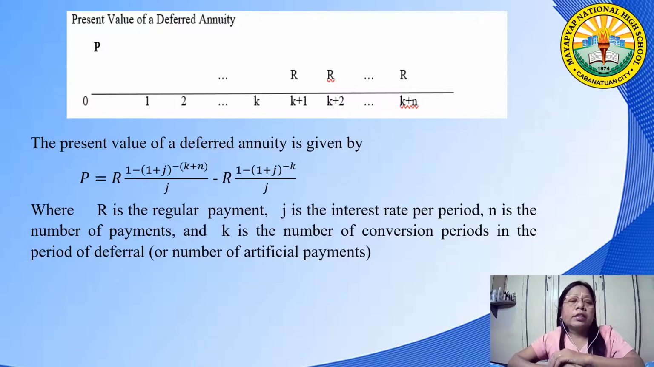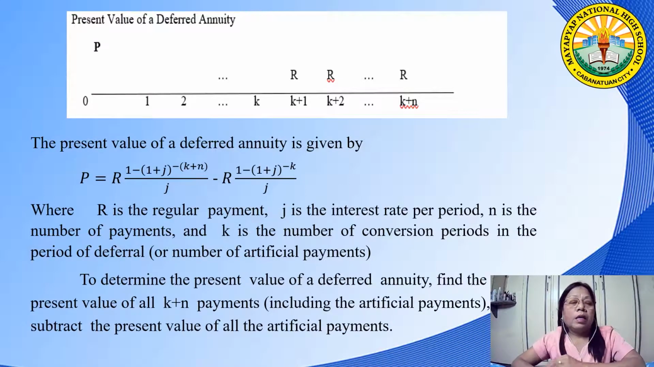Here, R is the regular payment, j is the interest rate per period, n is the number of payments, and k is the number of conversion periods in the period of deferral, or the number of artificial payments. So to determine the present value of a deferred annuity, find the present value of all k plus n payments, including the artificial payments. Then subtract the present value of all the artificial payments.